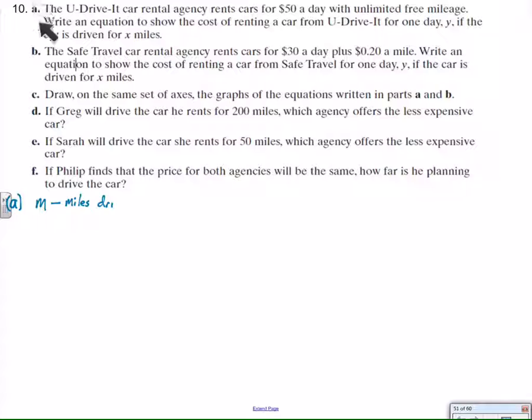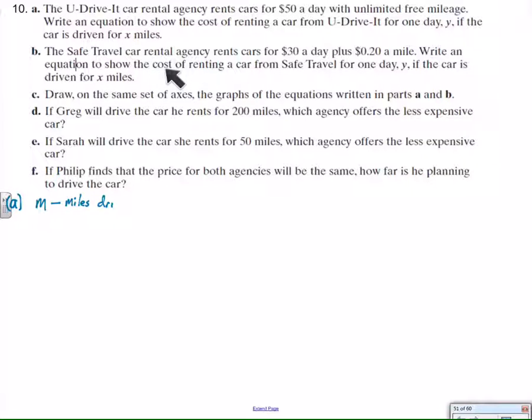What we have here is two different car rental companies. We have the U-Drive and Safe Travel. The U-Drive charges a flat fee, and it doesn't matter how much you drive. The Safe Travel company has a starting fee that's less, but they do charge you for your miles. So the cost is going to be different depending on whether you drive long distances or short distances. What I'm trying to do here is write an equation showing the cost.